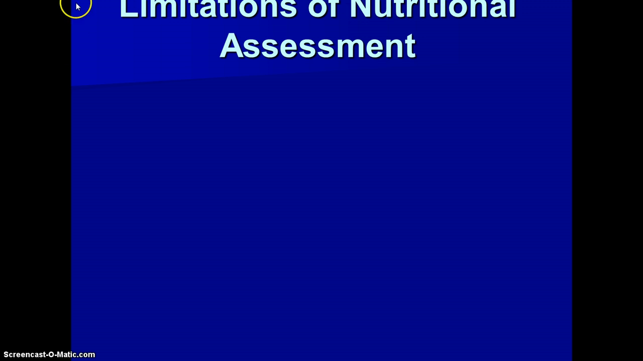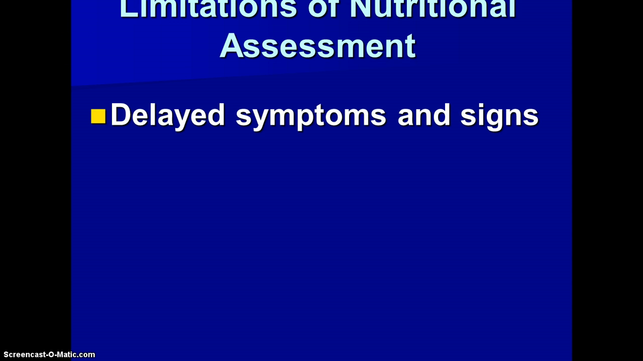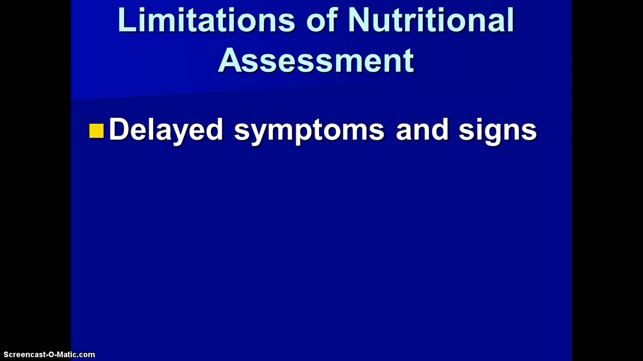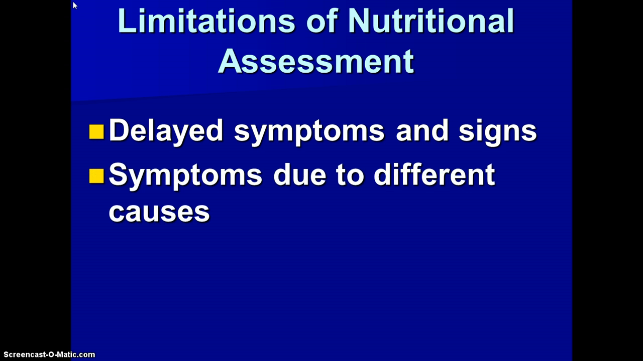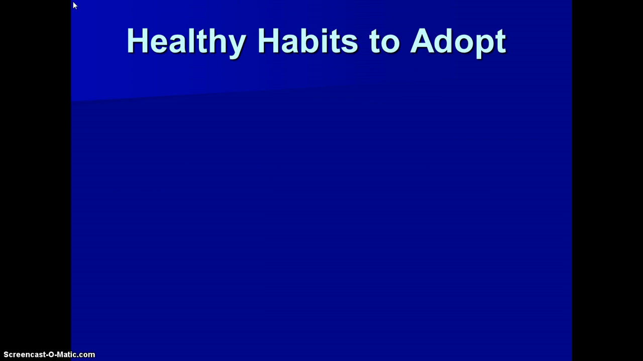One of the problems with nutritional assessments is that there are some limitations, and I mentioned this before. There's a long time between when you actually eat poorly and when you develop the signs and symptoms of that. And symptoms can be due to other causes. You can get cancer because you ate a lot of fat and very few fruits and vegetables, or you can get cancer because you have a genetic trait to that. So we really don't know. So what should we do?